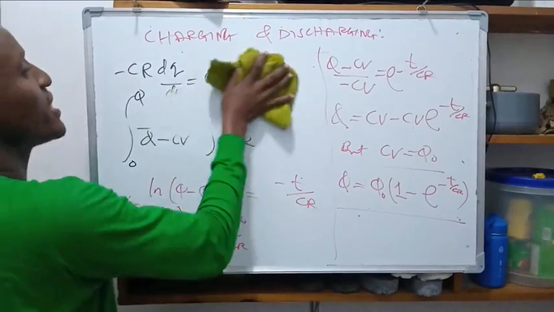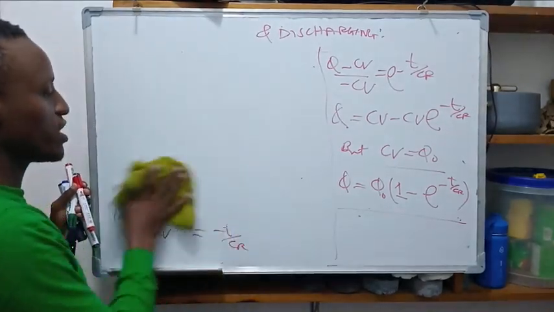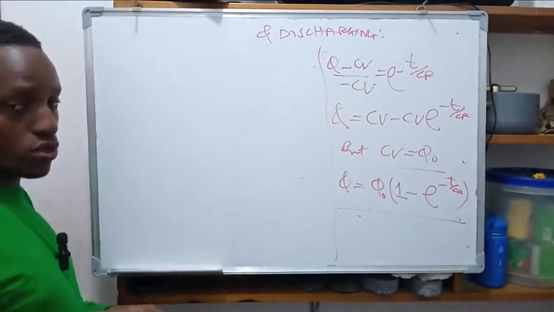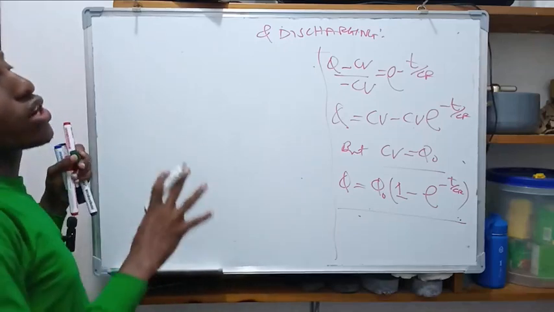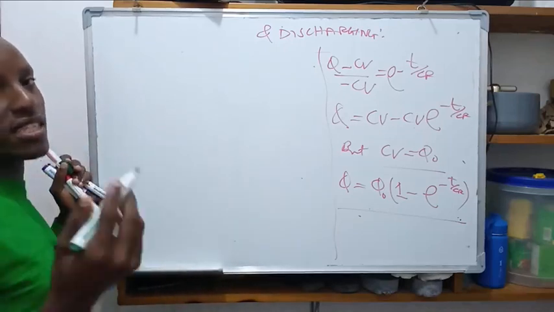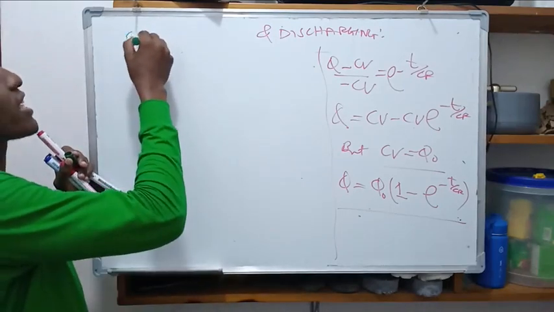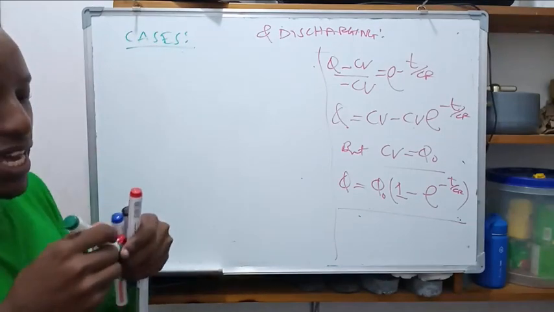When charging a capacitor, the capacitor is always connected to a resistor from the source, as the charge at any time. So there are cases here. Questions depend on the cases. They can ask you the charge at any time. Let me say the cases to consider now.